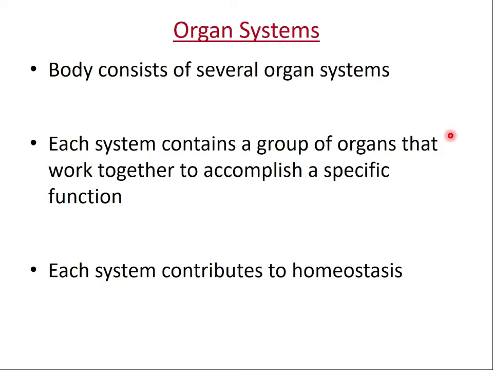So the body consists of several organ systems. Organ systems usually form a specific function, but when they are put together, they help accomplish the function of a certain organism. And this contributes to a concept known as homeostasis. Homeostasis is the concept of internal balance. In our body, we like things to be at a certain controlled condition. Homeostasis will help maintain that particular balance. And we'll talk about this a little bit more in this lecture and even throughout this course.